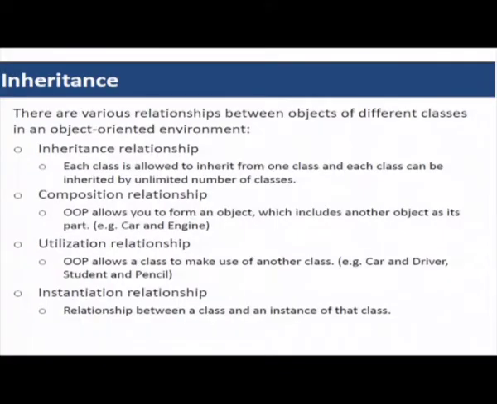There are various relationships between objects of different classes in an object oriented environment. It is not enough to identify the objects and the inheritance, but how are these objects related? The associations, the aggregations, the generalizations become very, very important for us. Inheritance relationship: each class is allowed to inherit from one class, and each class can be inherited by unlimited number of classes. So, these are the possibilities which we have been talking about as one to one, one to many, the relationships amongst the classes. If they are falling in line with our sets and relationships which we learn in high school algebra, it is a lot easier to proceed.